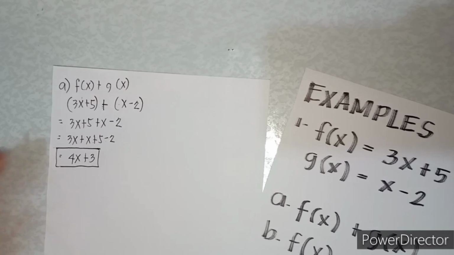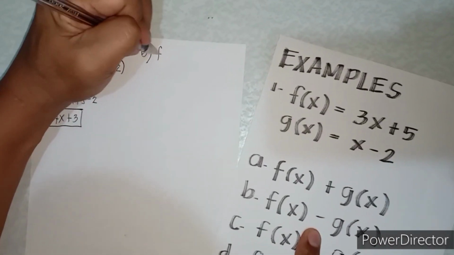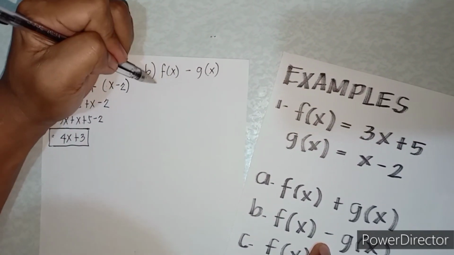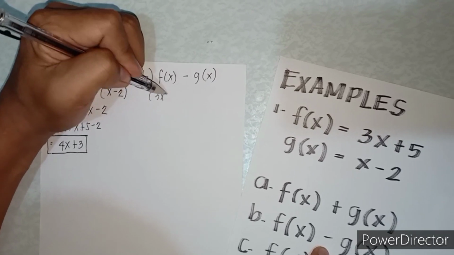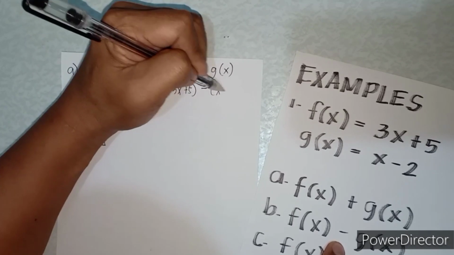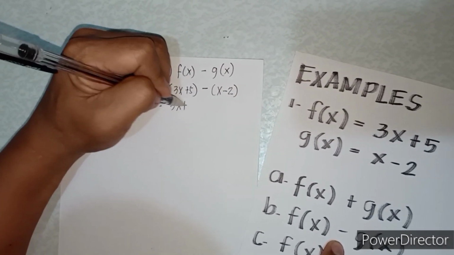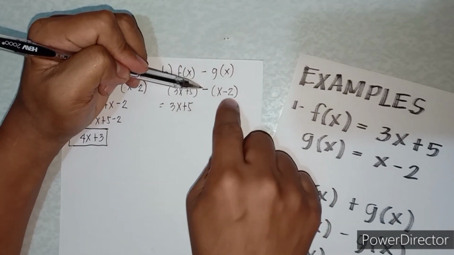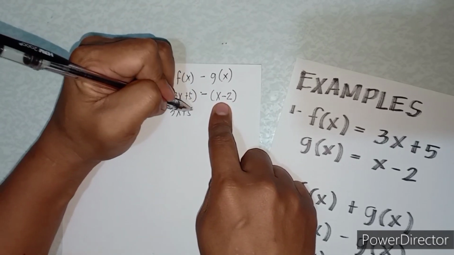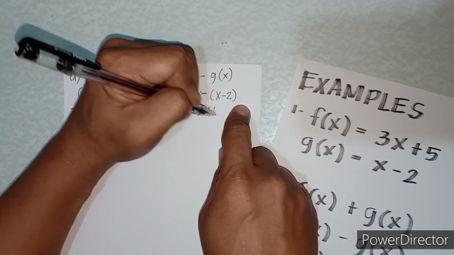Okay? Let's have letter B. Sabi naman po sa letter B, Ma'am Tintin, subtract. So, f of x minus g of x. Let's substitute. Okay, sabi ko kanina, f of x is 3x plus 5 minus g of x is x minus 2. Let's simplify 3x plus 5. Now, ma'am, kung subtraction, lahat po ng pangalawa ay mag-change ng sign. From positive x, it will become negative x. From negative 2, it will become positive 2.